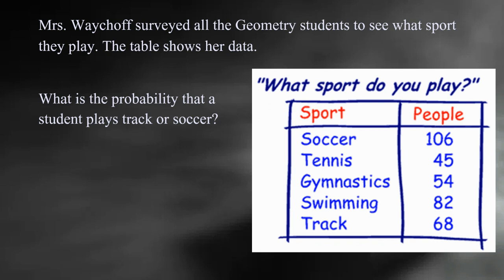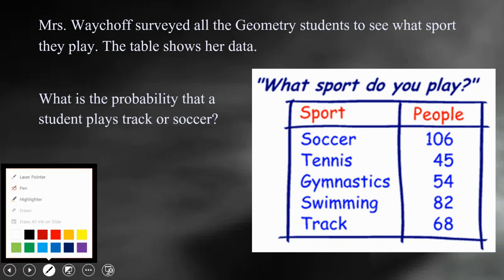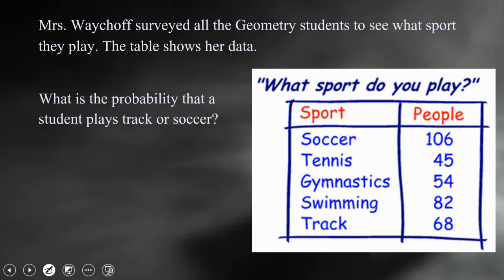Here we have some information. Miss Wakehoff surveyed all the geometry students and made a list of the different sports that they play. What's the probability that a student plays track or soccer? So this goes back to kind of what we were talking about before. Track is a 68, soccer is a 106, so then we add those together, we take 106 plus 68, and that's 174? Assuming my math is good here.